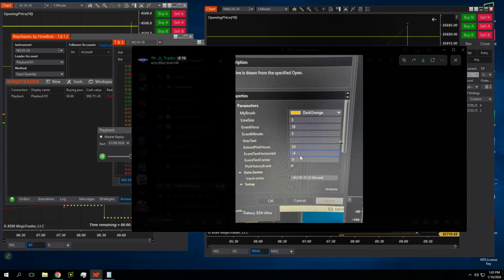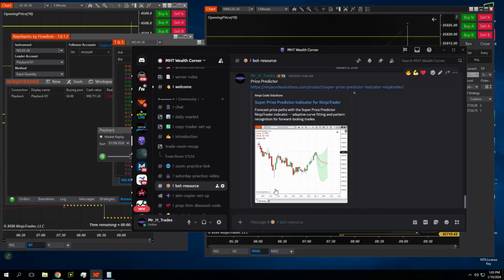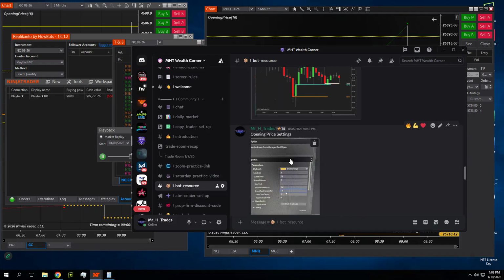Where do you get the download from? Discord. Go to Discord, bot resources, and it's right under bot. It's like 3 up: 1, 2, and then the third link up is opening price. Right below it is just the settings for opening price. That's going to mark off your LIS every day. At 1605 it's going to mark it for you.